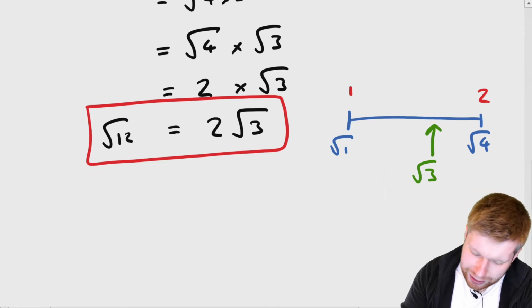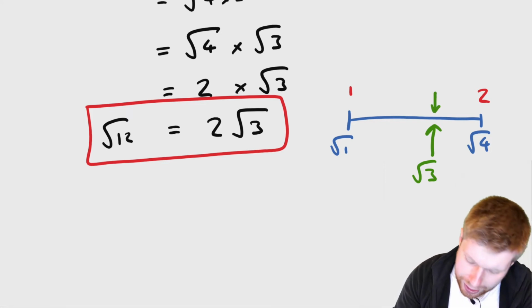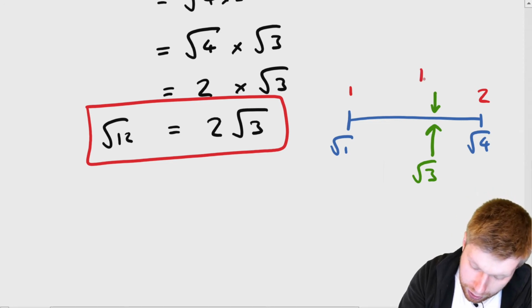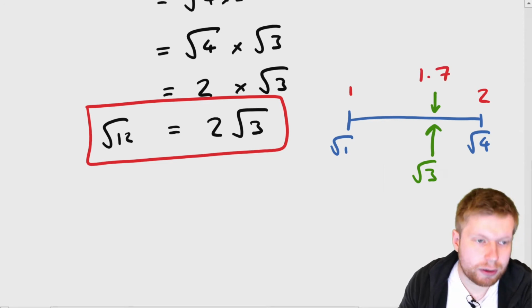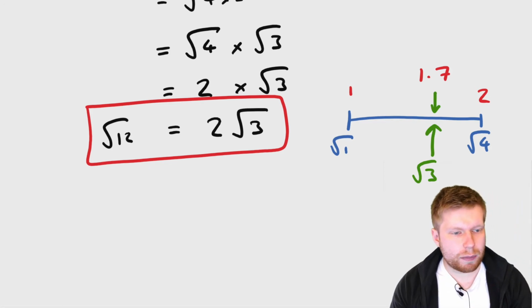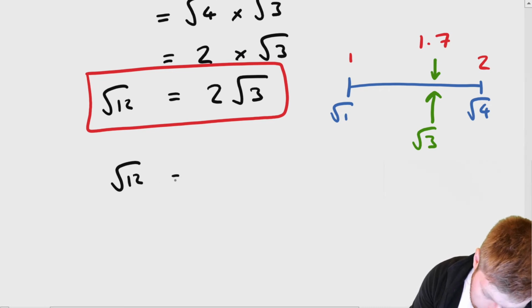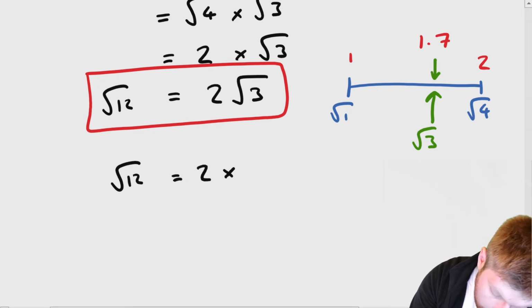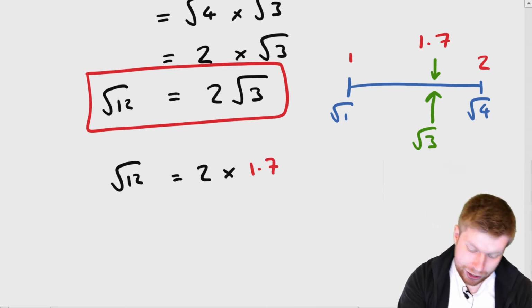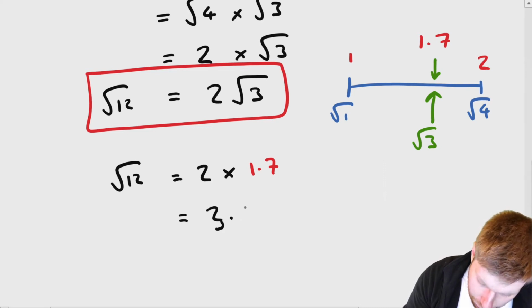So in other words, I know that the square root of 3 is going to lie closer to 2 than it is to 1 as an actual decimal approximation. So I don't know, let's maybe let it equal 1.7-ish. Okay, so if I approximate it, I can say square root of 3 is going to be about 1.7-ish. Which means if I want to find the square root of 12, I know that's going to be 2 multiplied by 1.7-ish. So now if I do 2 times 1.7, that's going to give me 3.4.